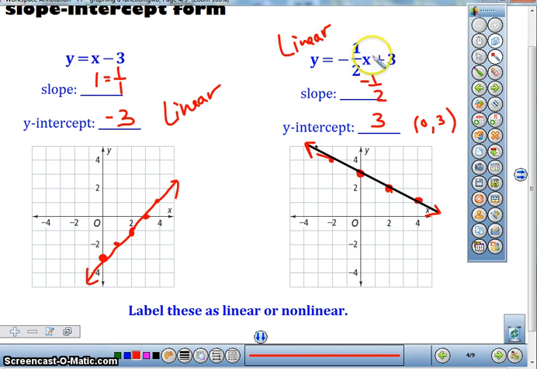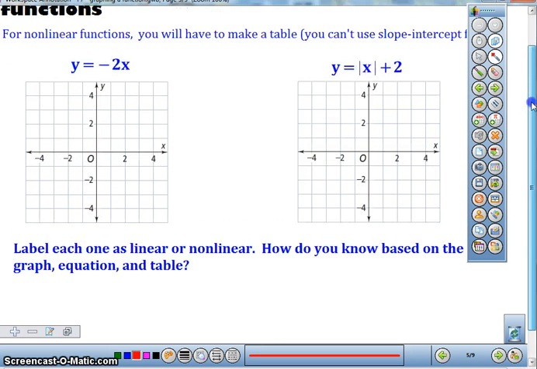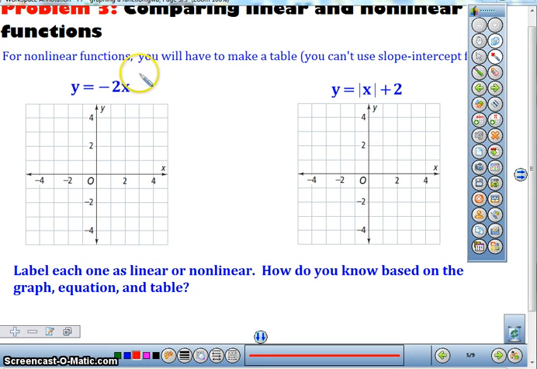And I want you to notice the x is to the first power, as is the y. So when we look at linear and nonlinear, we ask if it is to the first power. It says for a nonlinear function, you want to make your table and label each of these again as linear and nonlinear. Noticing here, could we tell if we were looking at this one, if it's linear or nonlinear? Well, it says if it's nonlinear, we definitely want a table. We notice this is to the first power.